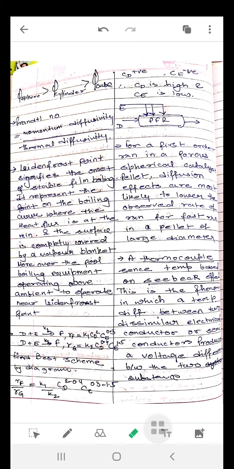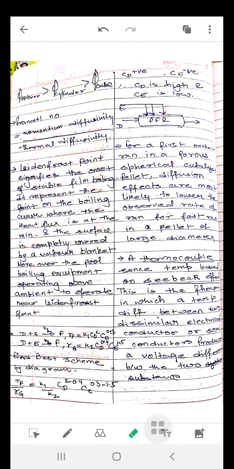Next concept is based upon a dimensionless number, that is the Prandtl number. This is a very important dimensionless number. The Prandtl number is the ratio of momentum diffusivity upon thermal diffusivity.